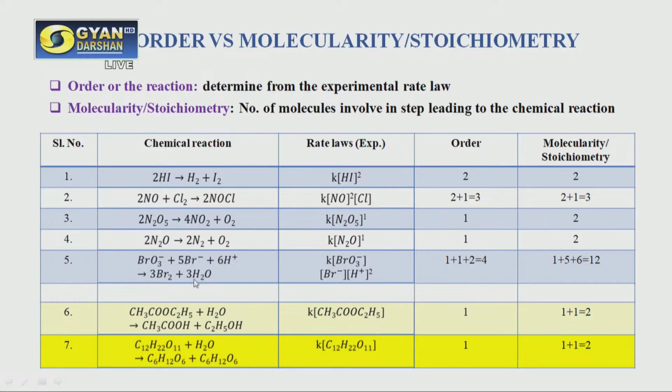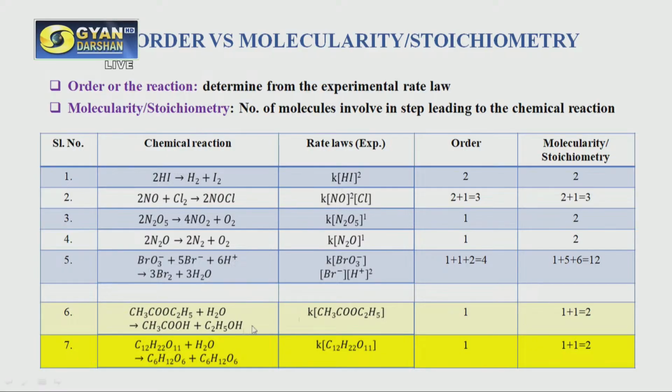Similarly for the fifth example, the order we have been given is 4, which is from the experiment, but from the molecularity we can see that 1 mole of BrO3 minus is used, plus 5 moles of Br minus and plus 6 of H plus are used. If we add the moles of the reactants, we find that 1 plus 5 plus 6 is equal to 12. This means here the order of the reaction is 4, but the molecularity is 12.